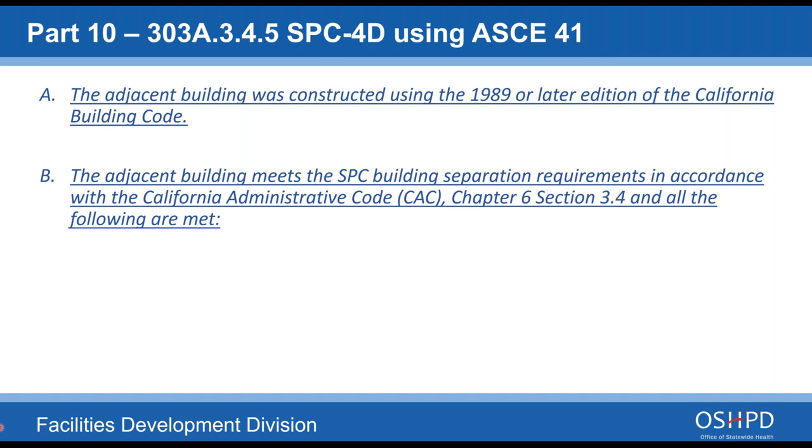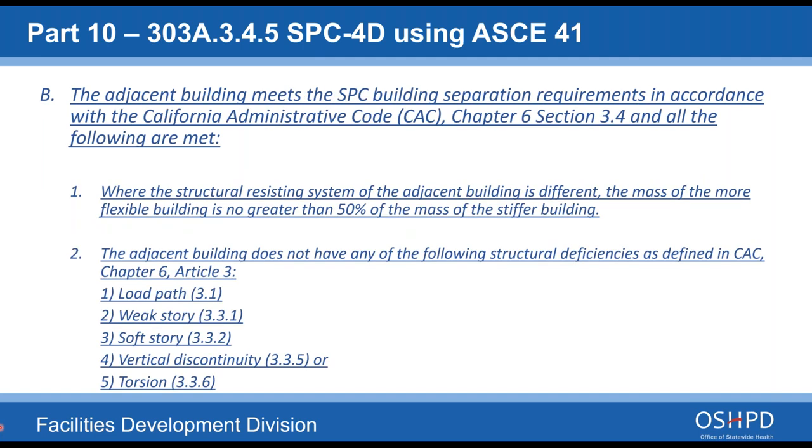Next slide. So if it meets these, what other additional criteria do we need to add to say that you do not need to do a pounding analysis per AAC 41? And we came up with these criteria. The first one was that the structural resisting system of the adjacent building is different. The mass of the more flexible building is no greater than 50% of the mass of the stiffer building. So that's what we put in there. That's going to change. I'm going to be talking about that.